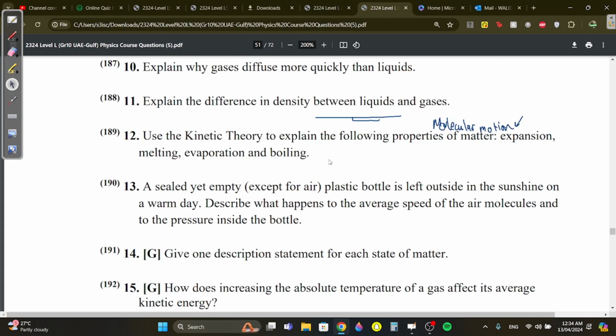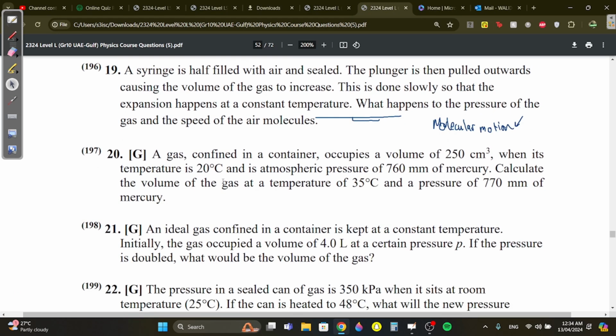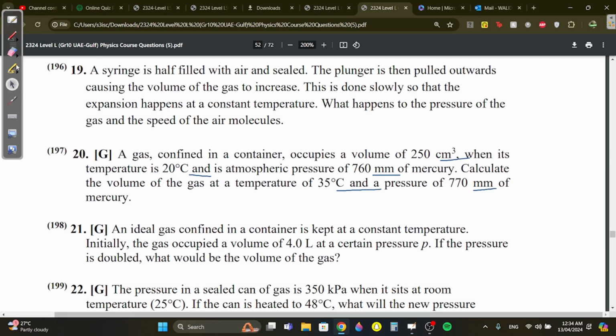197, page 52. Okay, this one's a good one. A gas occupies a volume of 250 cm3 when its temperature is 20 and its atmospheric pressure is 760. Calculate the volume at 35 degrees and pressure of 770. So we have more than one thing changing. We have pressure, volume, and temperature changing.